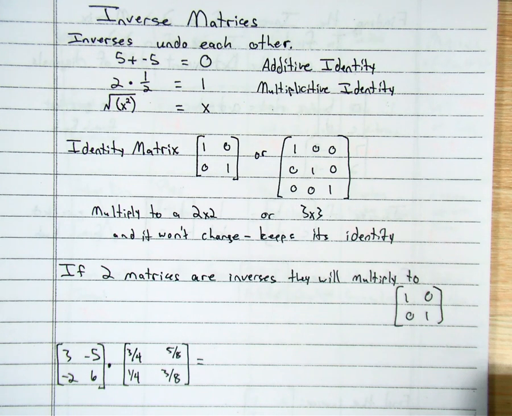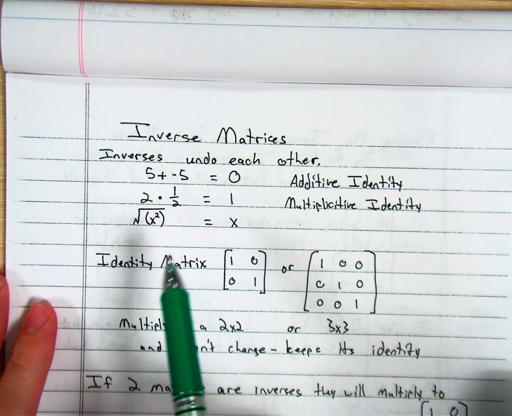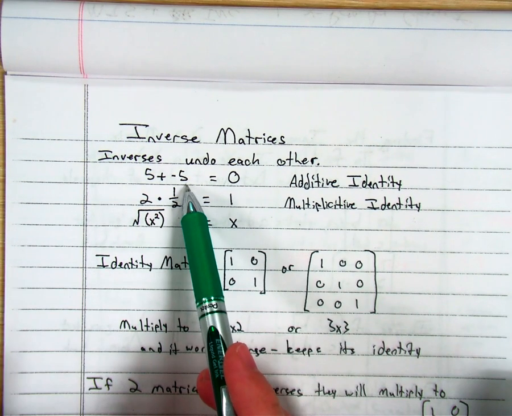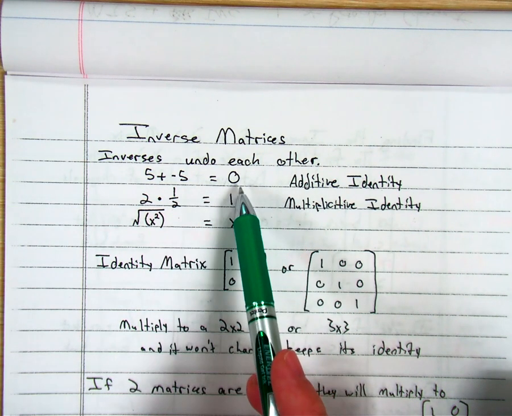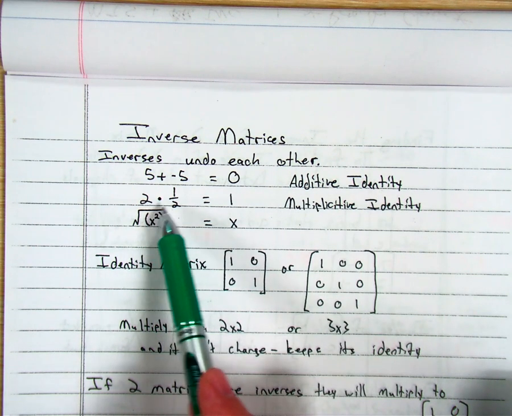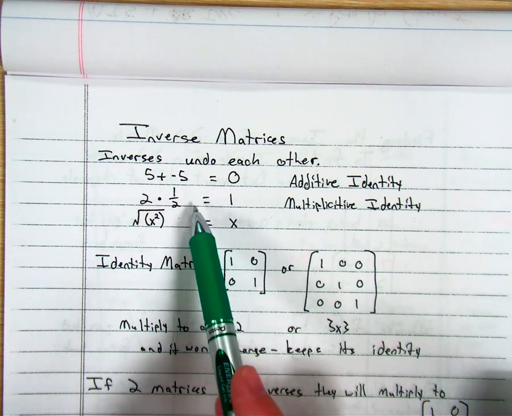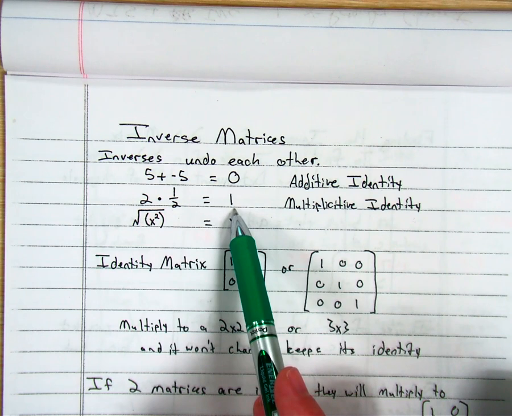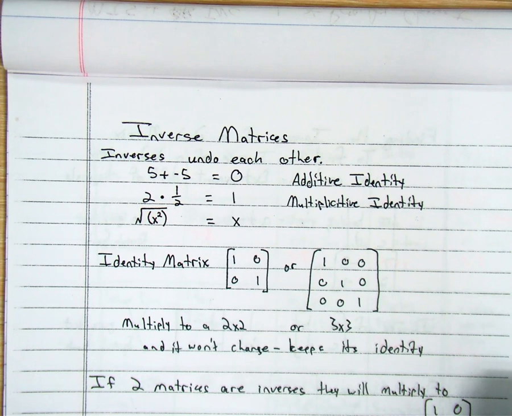Hello, Algebra 2. Here we are with inverse matrices. Inverses undo each other. So for addition, 5 plus a negative 5 equals 0. They undo each other. They kind of cancel each other out, leaving us with 0, which is the additive identity. 2 times a half equals 1. Kind of canceling each other out there in terms of multiplication, leaving us with 1, which is the multiplicative identity.